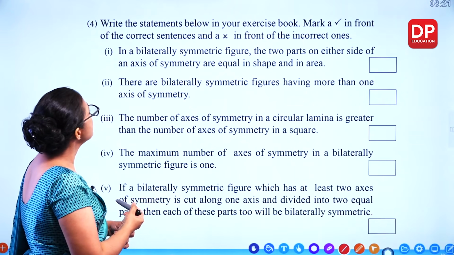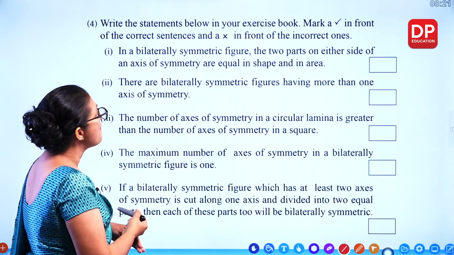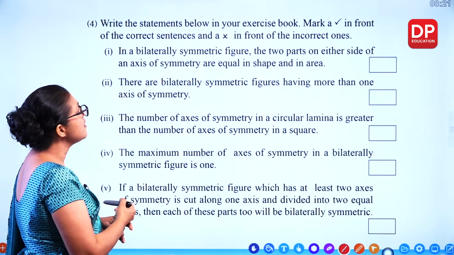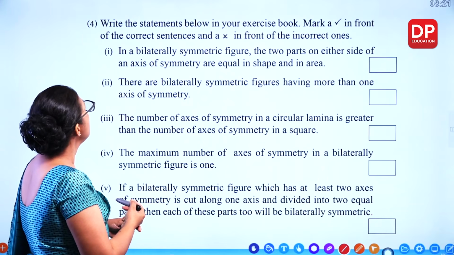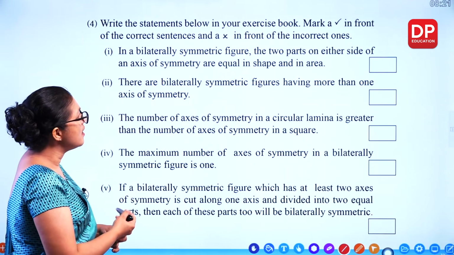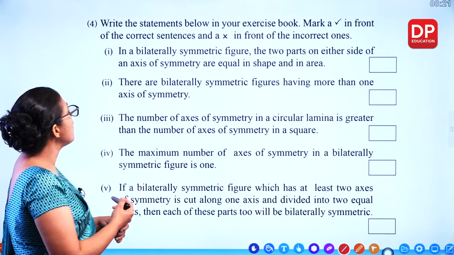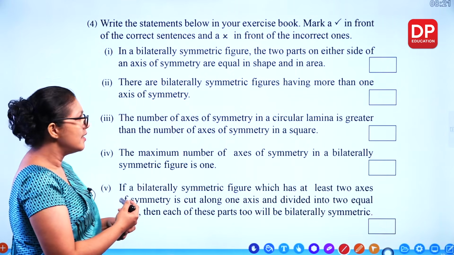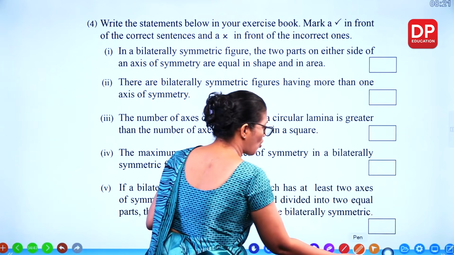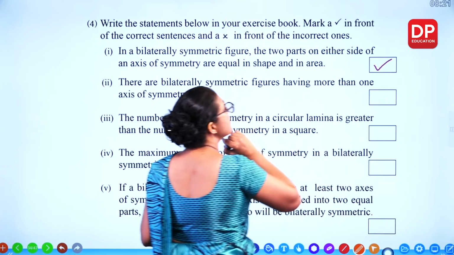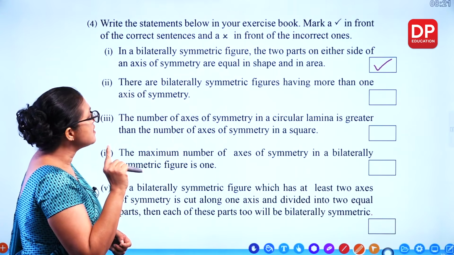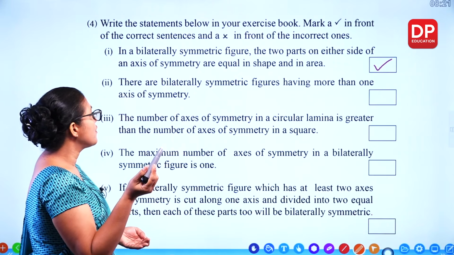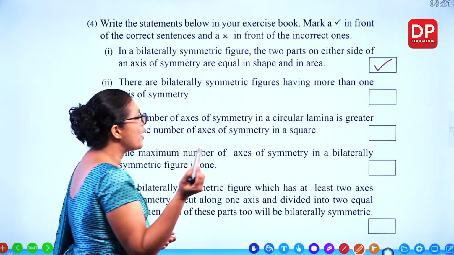Question number 4. Write the statements below in your exercise book. Mark correct sign in front of the correct sentences and wrong sign in front of incorrect ones. In a bilateral symmetric figure, the two parts on either side of an axis of symmetry are equal in shape and in area. Yes, that's true. That's called bilateral symmetry. There are bilaterally symmetric figures having more than one axis of symmetry. Here's equilateral triangle 3. Square, you get 4.